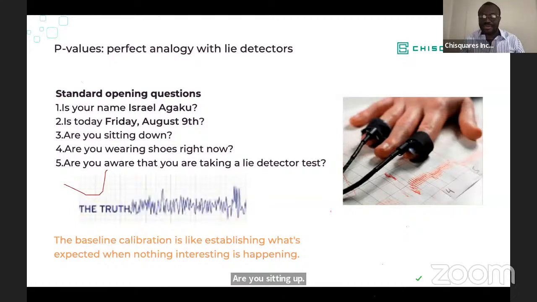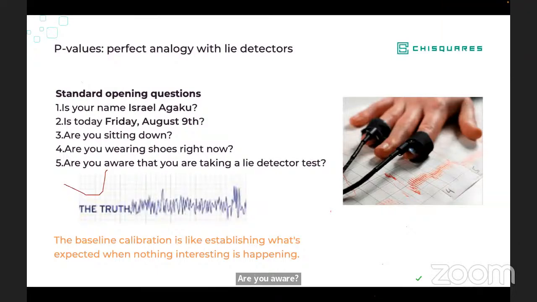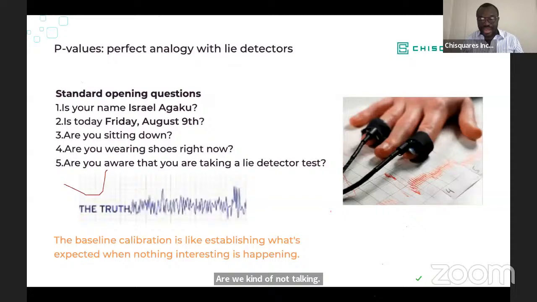Are you aware? Sarah, please, can we kindly mute ourselves? We're not talking. Regine, can you kindly mute yourself?